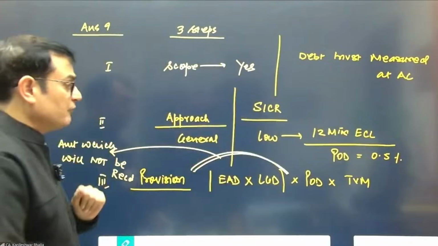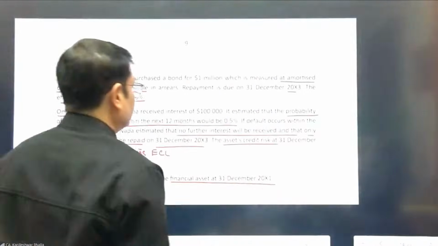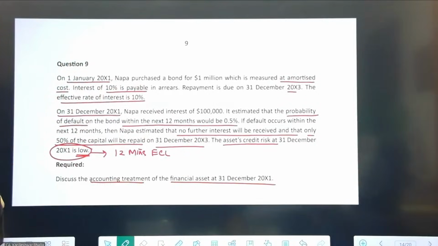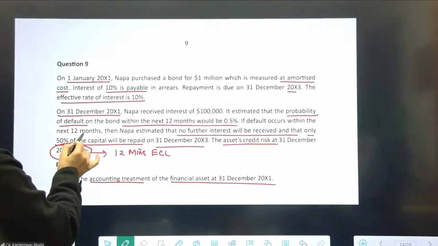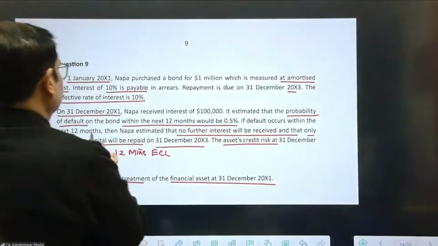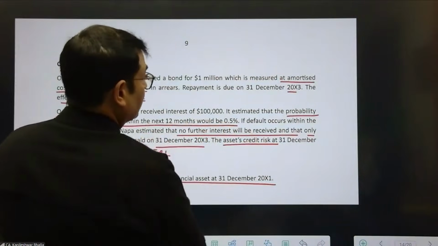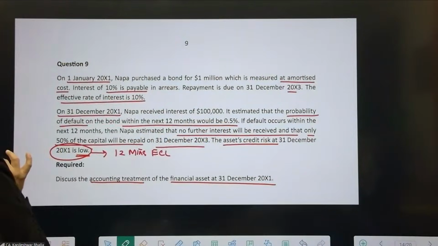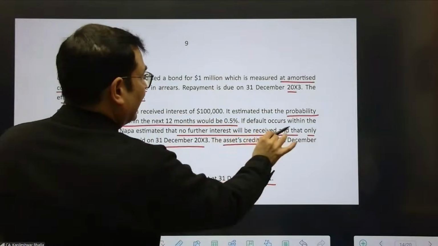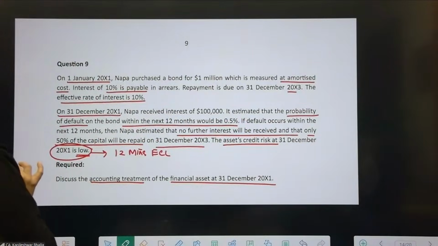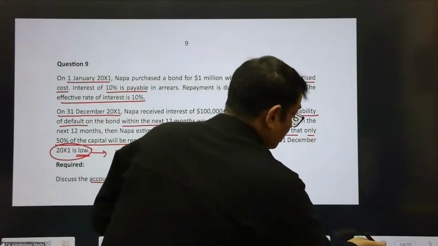Correct? So I think if I go back to the question and look at the details, it says out here that if a default occurs over the next 12 months, NABA estimates no further interest will be collected. So you're not going to get the interest for the next 2 years. And only 50% principal will be repaid. So which means you will not get the interest.